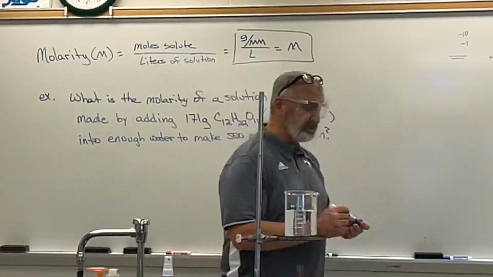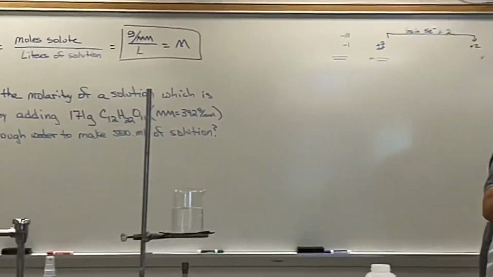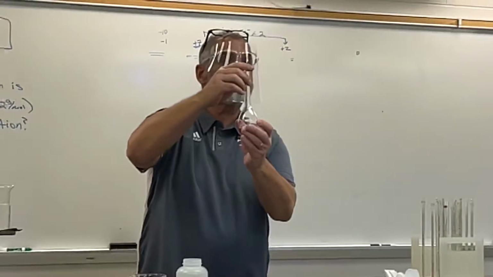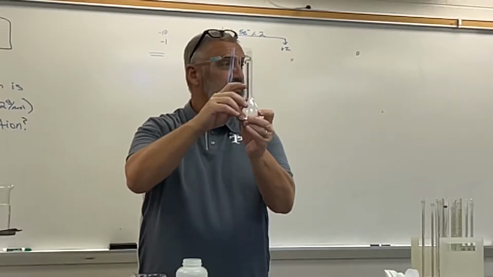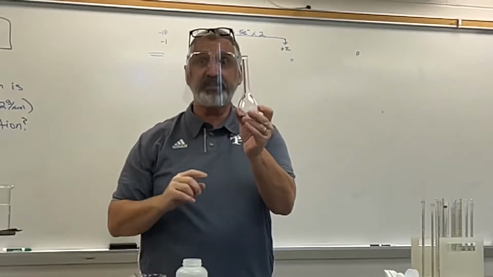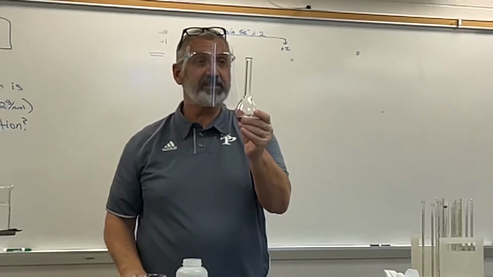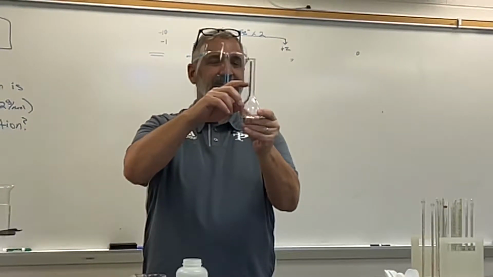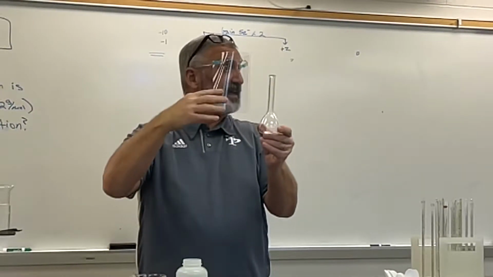Now generally what you would do is you would use a thing called a volumetric flask. This says 100 on it right here. This is a 100 milliliter volumetric flask. It's got one line on it. If you fill the water up to that one line, how much do you think's in here? Well, if it's a 100 milliliter flask, 100. Okay, so it's a measured volume, one volume, a volumetric flask.